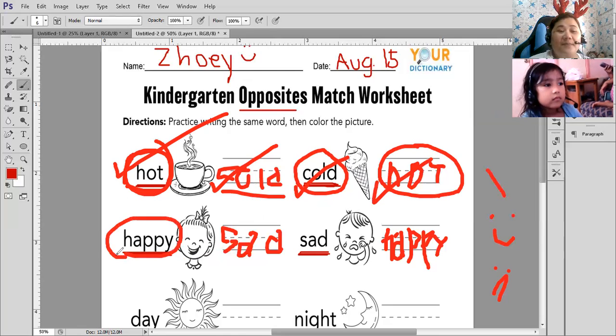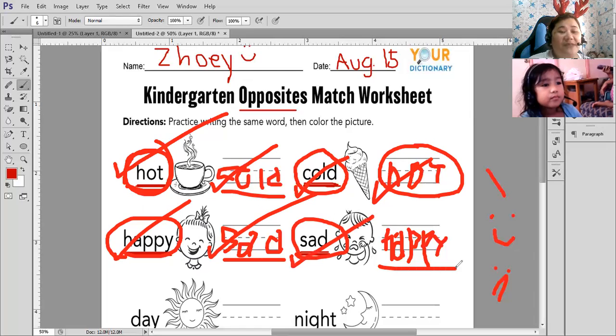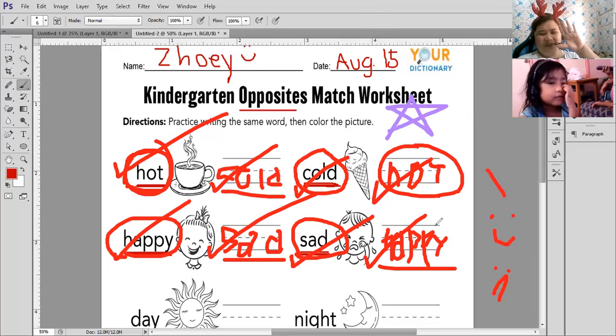Opposite. Now, what is this word? Very good. What is the opposite? Sad. Very good. What is this word? Sad. Very good. What is the opposite? Wow, perfect. I'm going to give you a purple star. Great job, Zoe. Give me 5. Come on, give me 5.